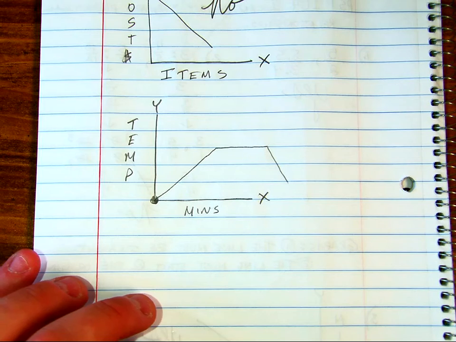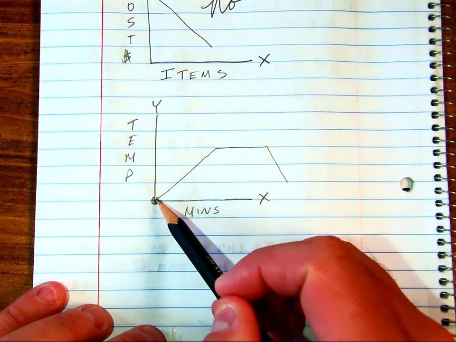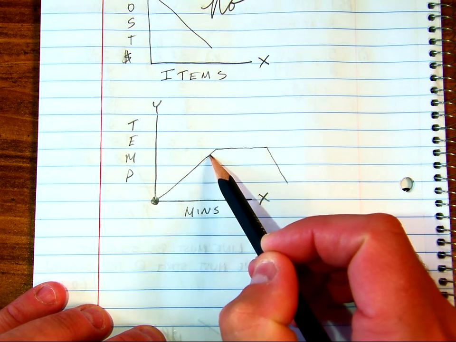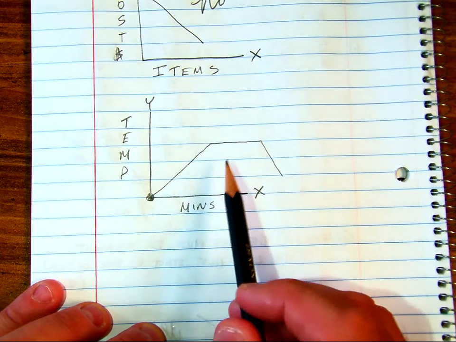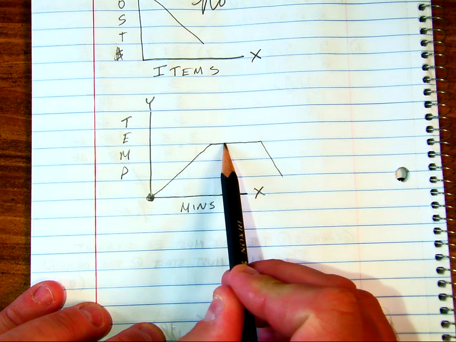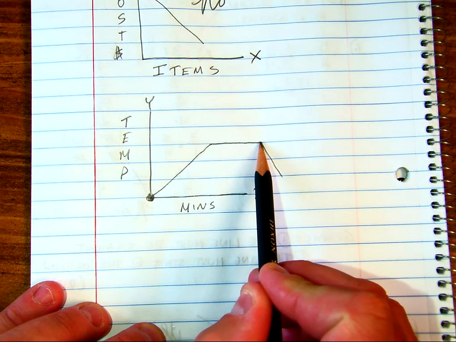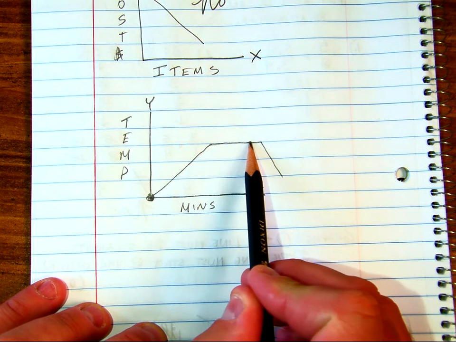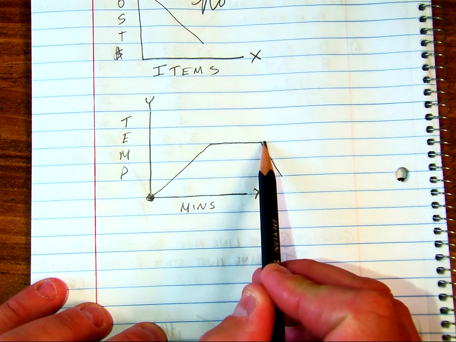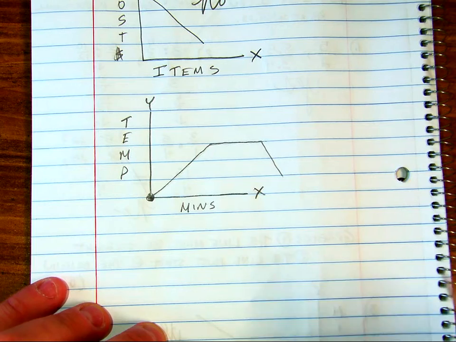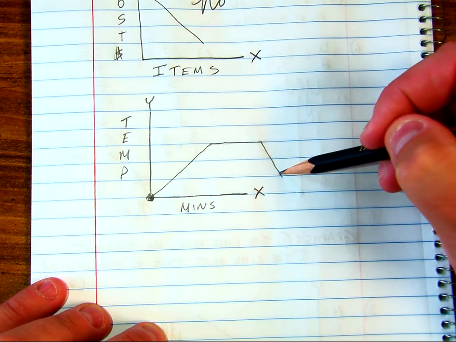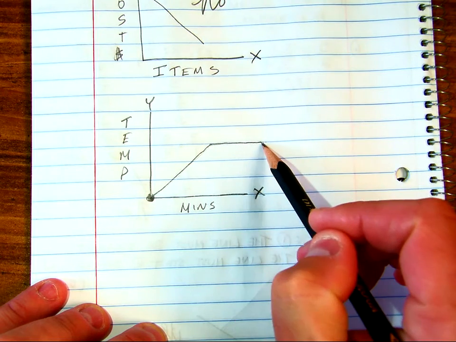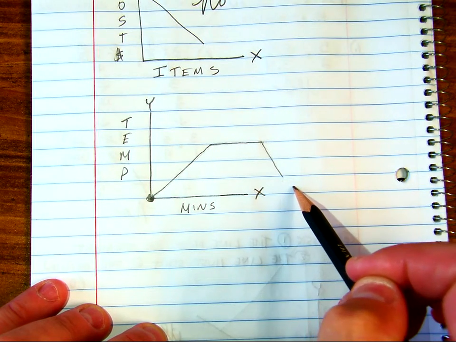So this first straight line represents water warming up. This straight line represents the water boiling. Notice the temperature stays the same because water boils at 212. Doesn't get any hotter. And then here it's cooling off. Heating up, boiling, cooling. All three of these are straight lines.